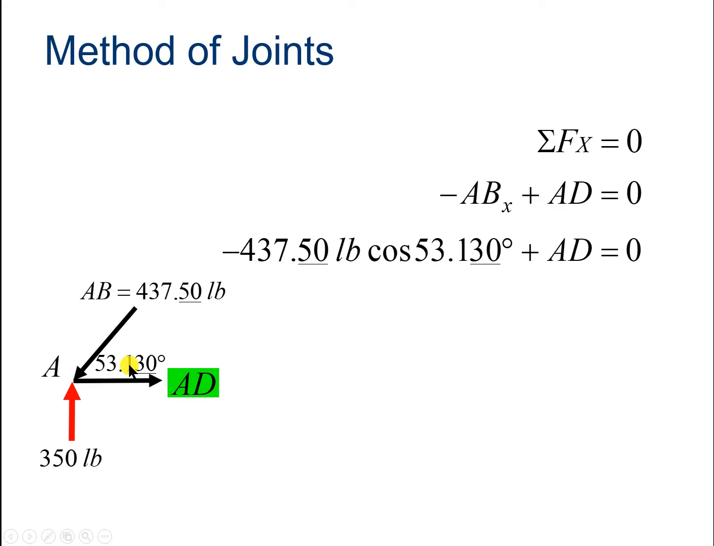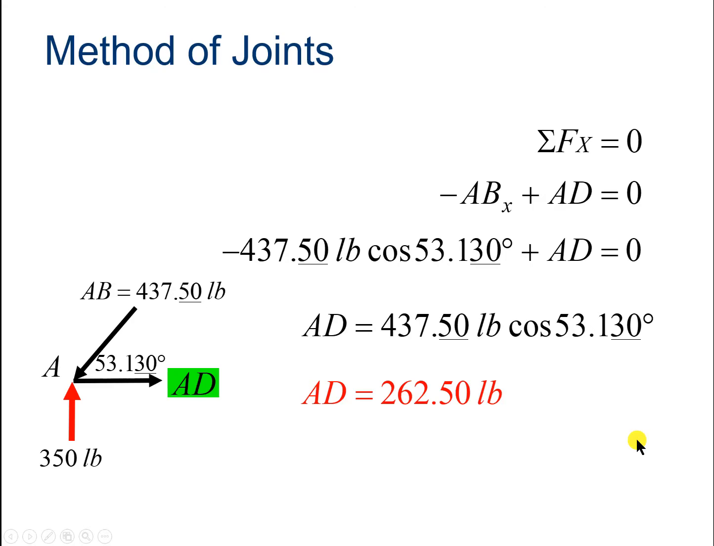Come see me if you have problems with that. Plus AD, and if we do a little algebra, we get this. And finally we find out that AD is 262.5 pounds, and it's in tension because it's positive. So the beam that is at the end of the truss but is horizontal is in tension. We'll find that most of the stuff at the bottom of the truss is in tension. That's the first indication of that. And we update the joint.